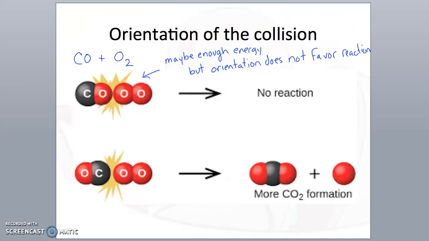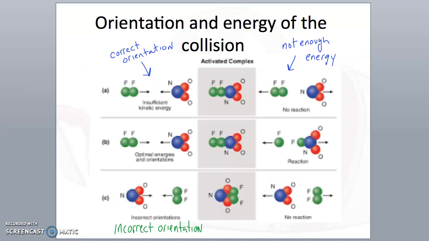This image shows how the orientation can result in no reaction despite having sufficient energy, kind of like the football pass. For this reaction to occur, the oxygen needs to collide directly with the carbon atom. Another image representing how a reaction needs correct orientation as well as sufficient energy for the collision to cause a reaction.